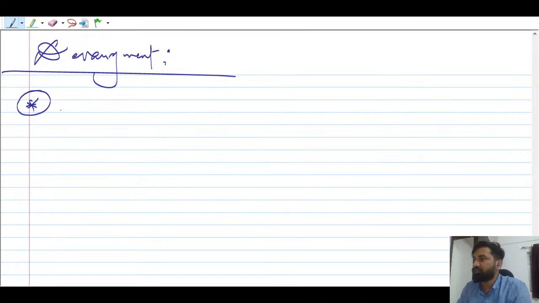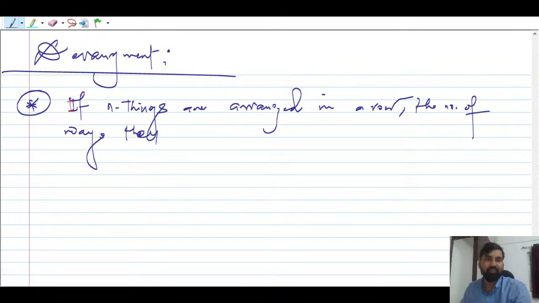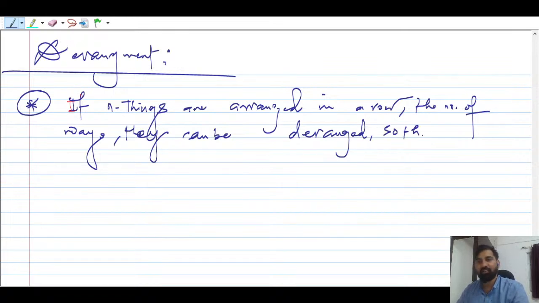So what is the statement here? Suppose you have got n things arranged in a row. If n things are arranged in a row, the number of ways they can be deranged so that R things occupy wrong places.